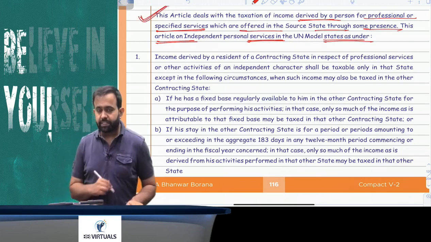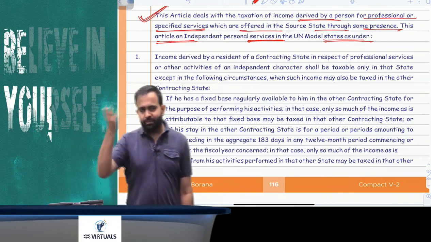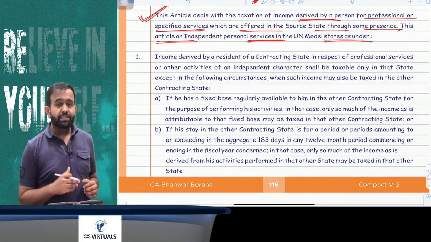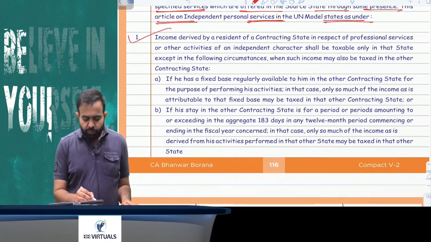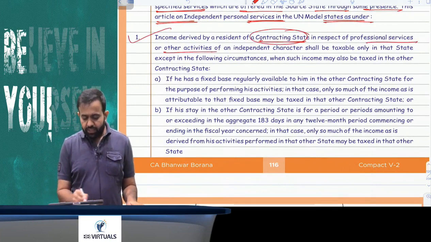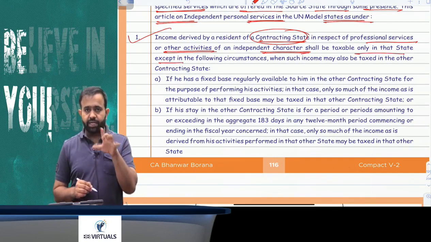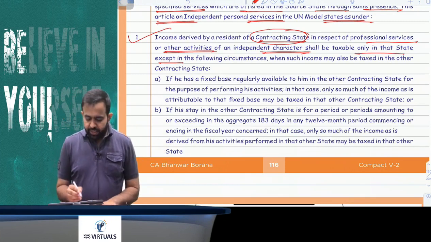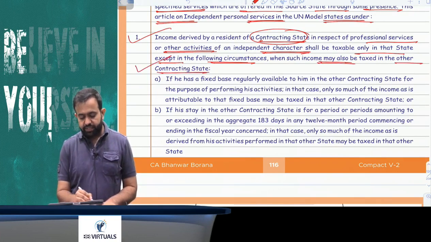Now how will income be taxable? Suppose I am a professor. I am just visiting, like, Nepal for some time in the year, 10 days, 15 days, 20 days. So will my income be taxable in that country or not? So what they are saying, just pay attention. Income derived by a resident of a contracting state in respect of professional services or other activities of an independent character shall be taxable only in that state. Meaning normally it will be taxable only in the resident state, but it may be taxed in the source state in the following circumstances, when such income may also be taxed in the other contracting state, that is the source state.